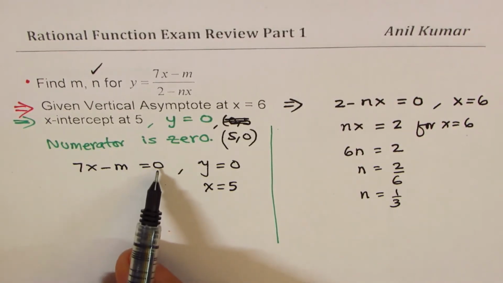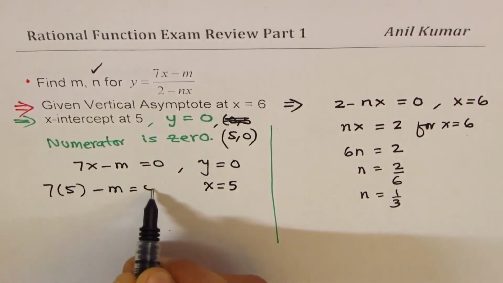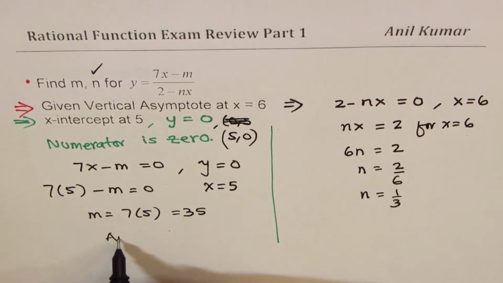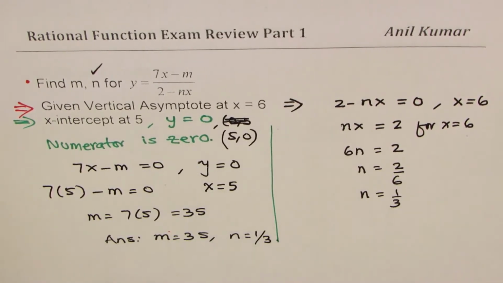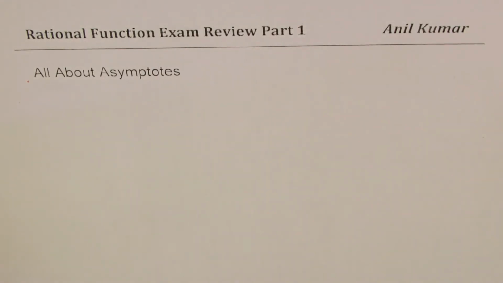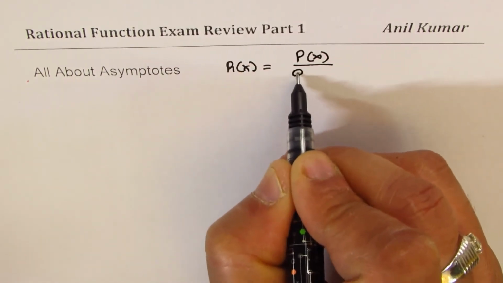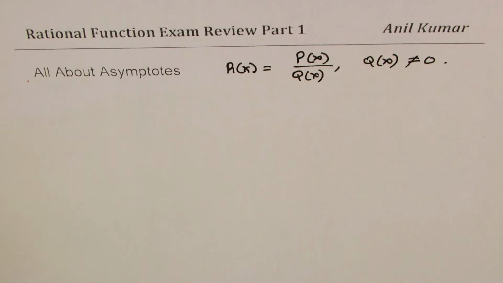So let's substitute. We have already put 0 for y. Let's put 5 for x. So we get 7 times 5 minus m equals 0, or m equals 7 times 5, which is 35, right? So we get our answer that m equals 35 and n equals 1 over 3. Is that clear? So that is how you have to look into these rational functions of the form ax plus b over cx plus d. Now we are going to talk about asymptotes in general, right? So we'll talk about asymptotes of rational functions. Let's say r of x is a ratio of p of x over q of x, and we know q of x is not equal to 0. Perfect.